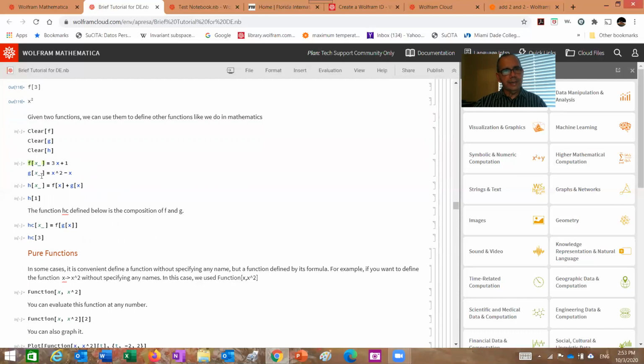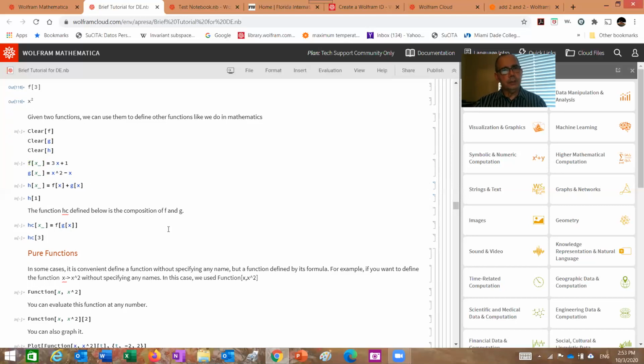g of x_ is x to the second minus x. And the function h of x_ is nothing more than f of x plus g of x. And this is very convenient because if you want to find any value of h, you can do it directly using the h, using this definition.